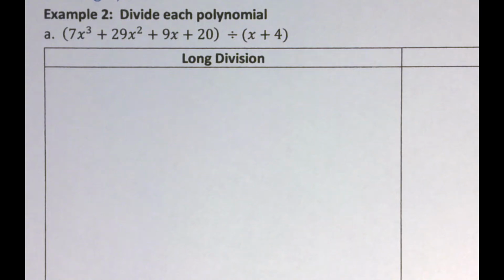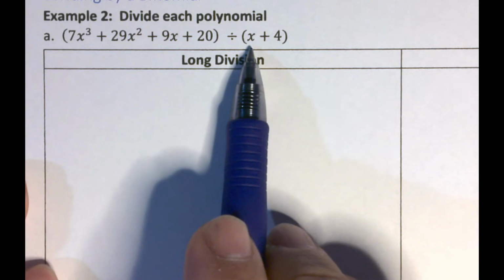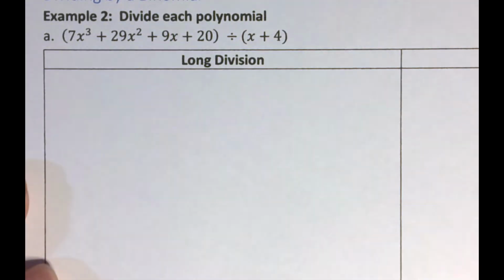This is polynomial division part 2. We're dividing by linear binomials. So if you recall, linear means the highest exponent is 1. Binomial means there's two terms. So that's it. And we're doing long division.